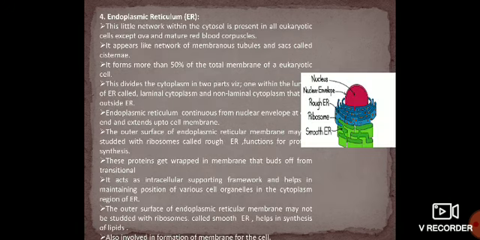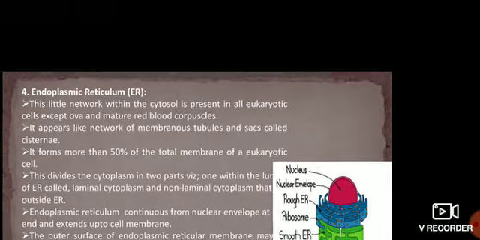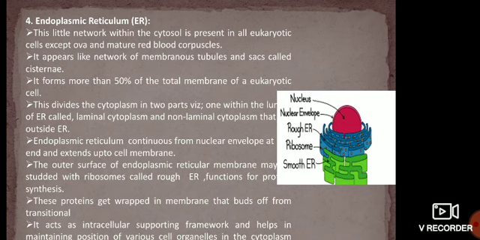Next comes the endoplasmic reticulum. In short, it is called ER. Now this ER, if you observe, there is a diagram. The red color is the nucleus. ER starts from the nuclear envelope and extends up to the cytoplasmic membrane. So it covers the whole width of the cell from the nucleus up to the cytoplasmic membrane. We see the network within the cytoplasm in the eukaryotic cell, except for the ovum and the red blood cell.